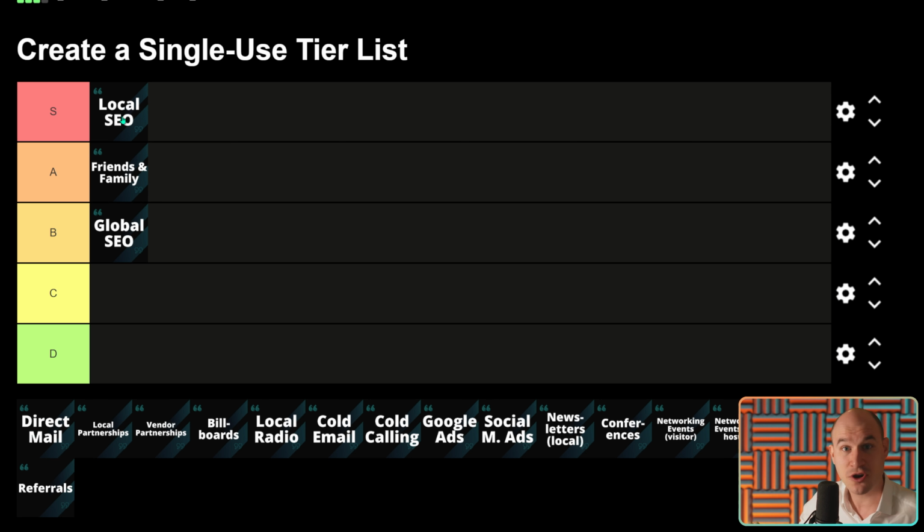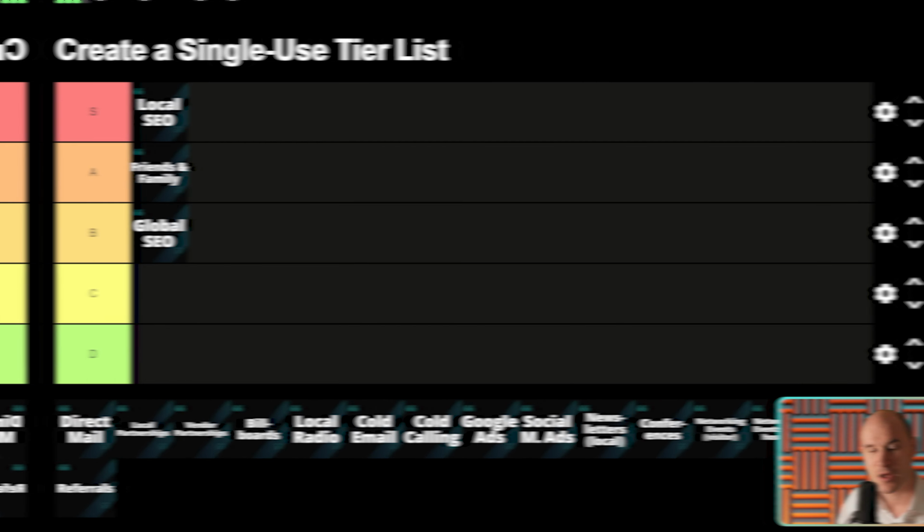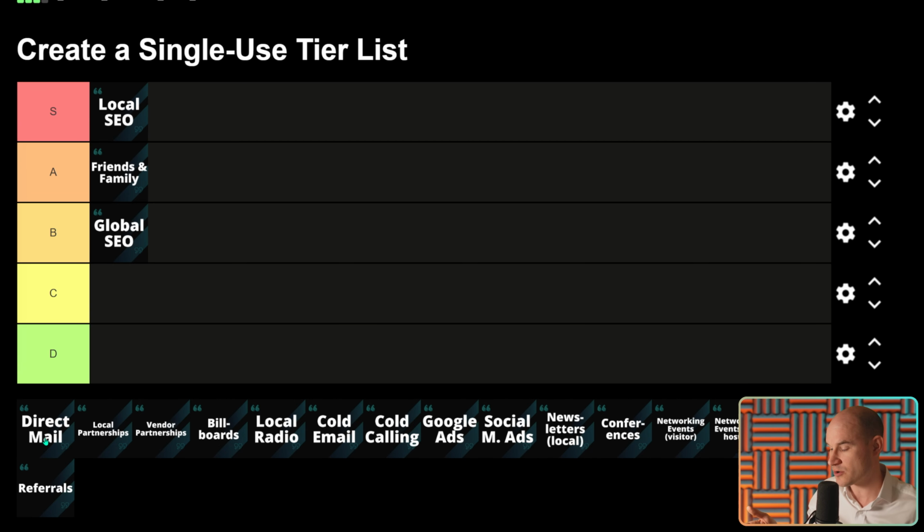So local SEO, big tier. Get it set up. Direct mail. Look, we know it. We send the little letters, maybe put a little coin inside or something to make it a little bit bigger to make sure that it gets opened. Pain in the ass to start with.